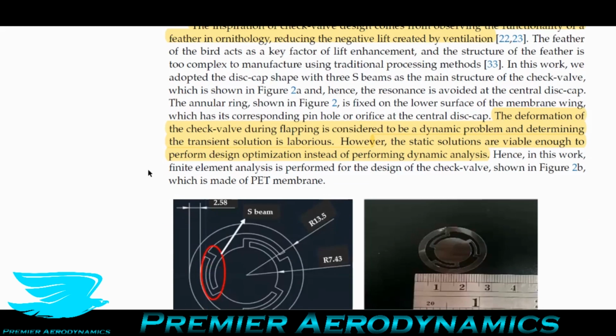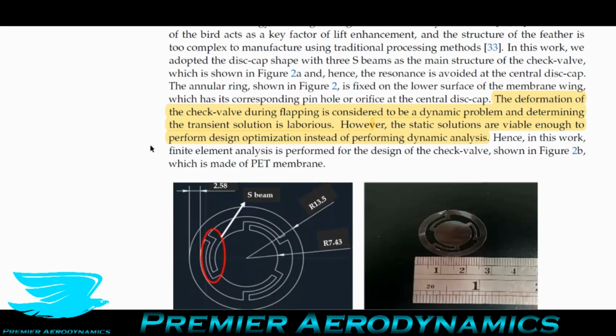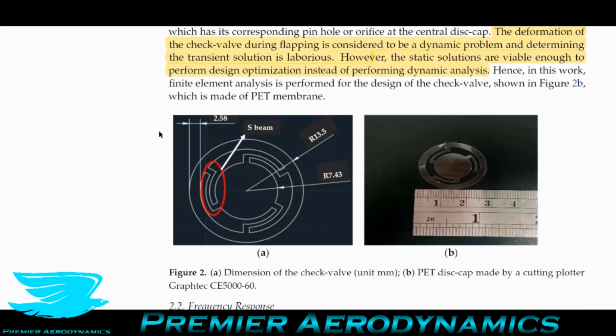The deformation of the check valve during flapping is considered to be a dynamic problem, and determining the transient solution is laborious. So what they're saying is that looking at the dynamic effects of the check valve during flight is quite difficult. So they're just going to look at the static solution and assume that the dynamic solution is somewhat similar, is indicative from the static solution.